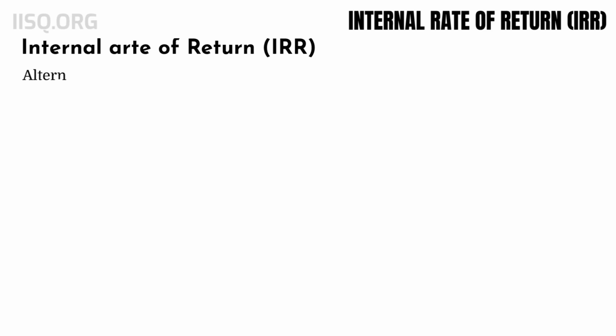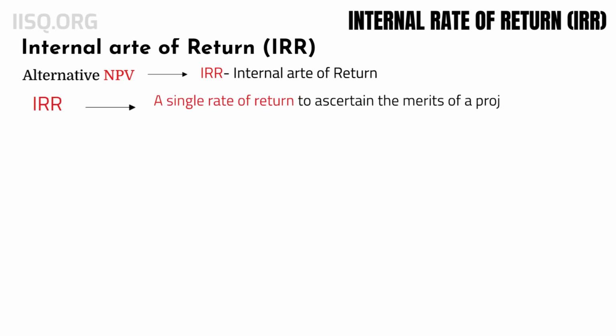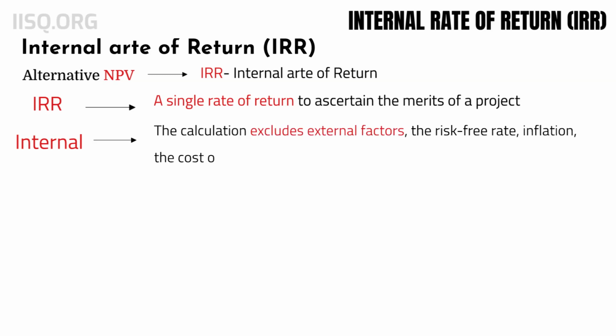We now discuss an important alternative to NPV. This is known as internal rate of return, or IRR. With IRR, we try to find a single rate of return to ascertain the merits of a project. The term internal refers to the fact that the calculation excludes external factors, such as the risk-free rate, inflation, the cost of capital, or financial risk, etc.